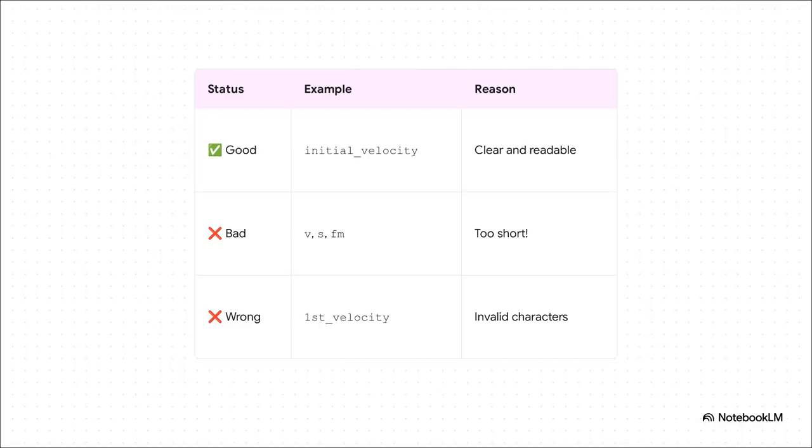I mean, this table just makes the difference crystal clear. A name like initial_velocity tells you exactly what that variable does. But V or FM? That's a total mystery. Following these simple rules, like making sure you don't start names with numbers, will immediately make your code so much better and easier to work with.